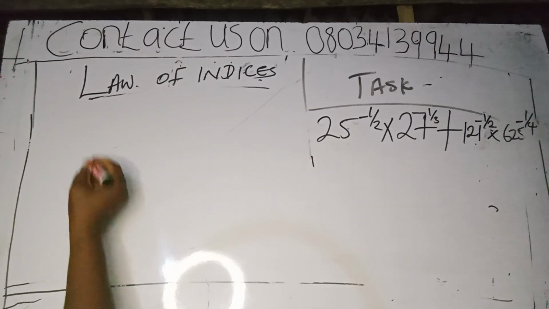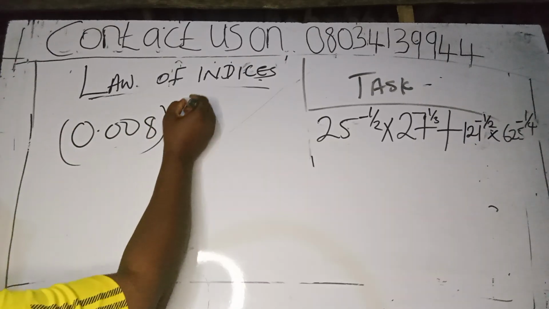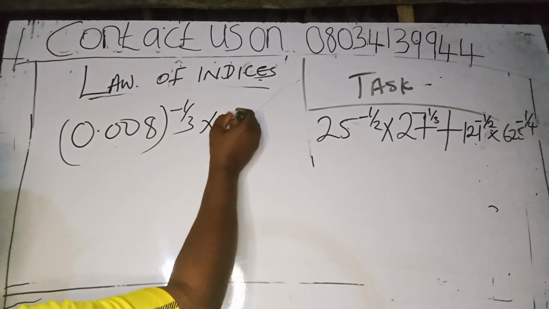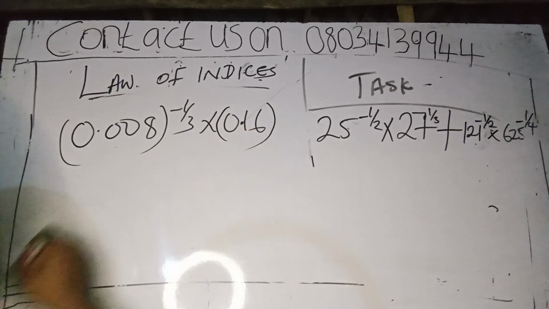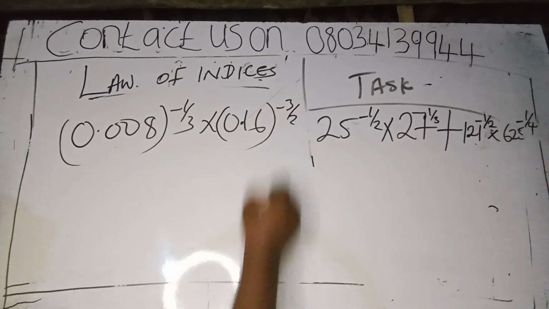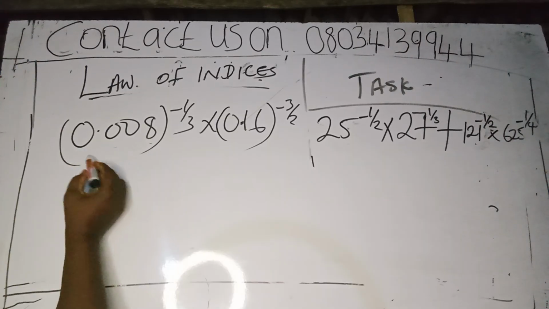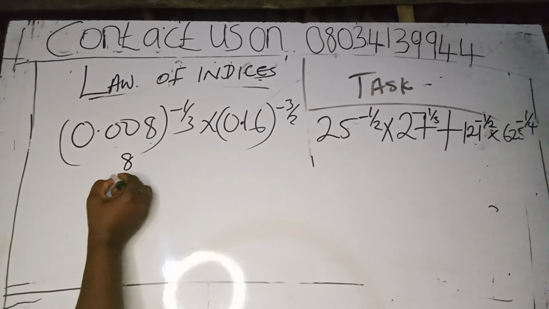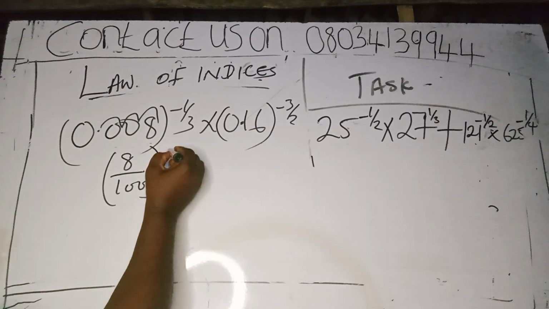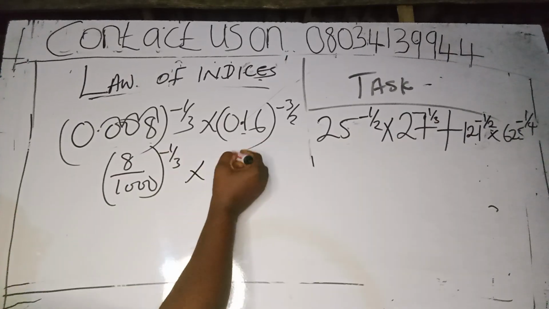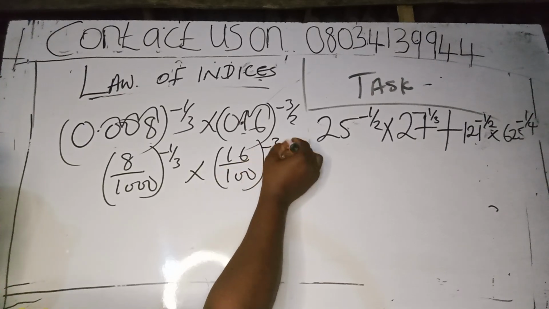Okay, the last question we shall be taking says 0.008 to the power of minus 1 over 3 times 0.16 to the power of minus 3 over 2. Remember what we've said before? Of course, this is in decimal. We shall express it in fraction, which is going to be 8 over 1000, raised to the power of minus 1 over 3, times the same thing here, 16 over 100, raised to the power of minus 3 over 2.